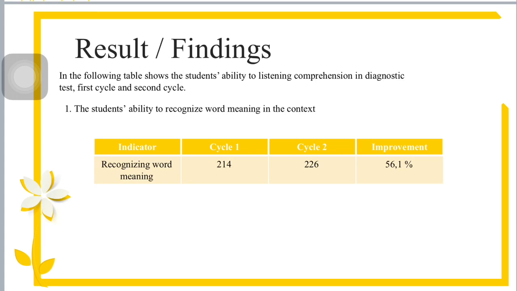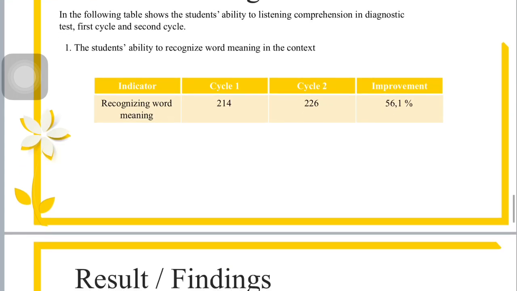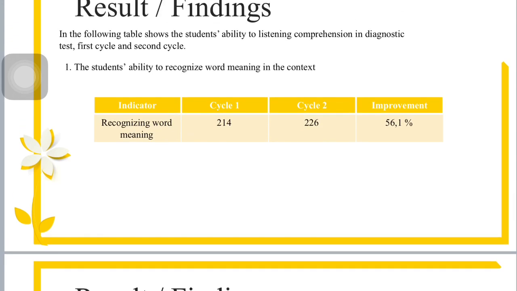For the first, indicator recognizing word meaning, cycle 1 is 214, cycle 2 is 226, and improvement is 56.1%. The table above shows the students' mean score in cycle 1 and cycle 2 in recognizing word meaning. In the teaching process, the researcher applied audiovisual as a medium to improve students' listening comprehension.